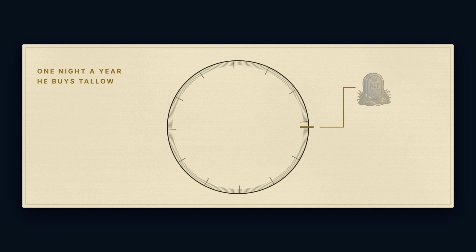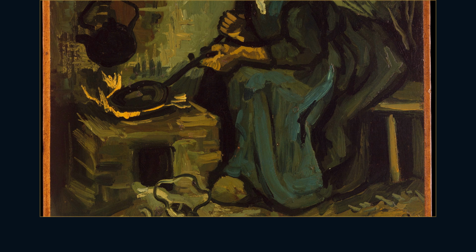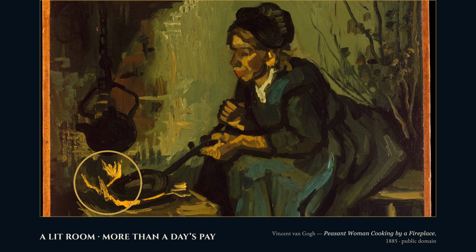And on the one night a year the household does buy tallow, for a wake or a birth, that pound costs Osric another day of his life, which he pays nonetheless because a wake only comes once. So every single night he sits under the one flame he can afford, because the lit room his evening wants costs more than his whole day pays.